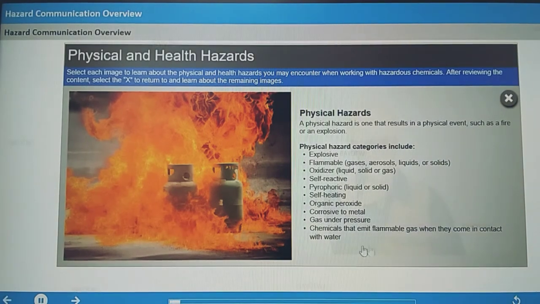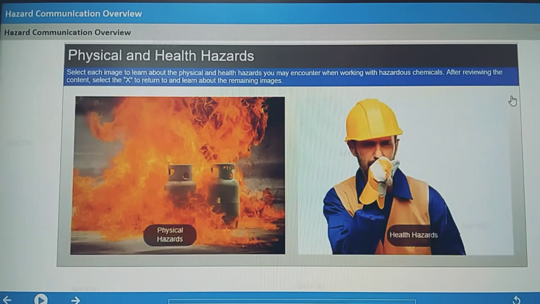A physical hazard is one that results in a physical event, such as a fire or explosion. Physical hazard categories include explosive, flammable, oxidizer, self-reactive, pyrophoric, self-heating, organic peroxide, corrosive to metal, gas under pressure, and chemicals that emit flammable gas when they come in contact with water.